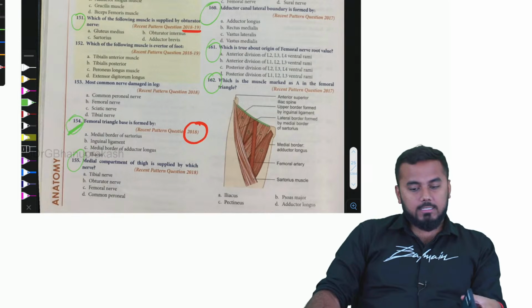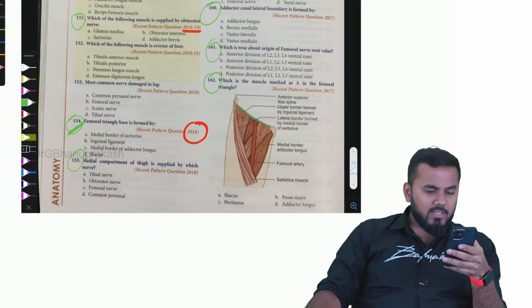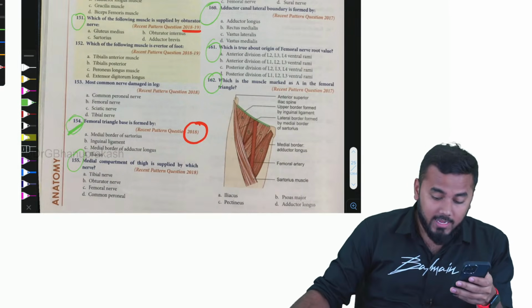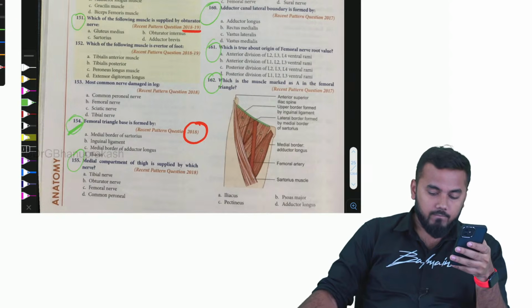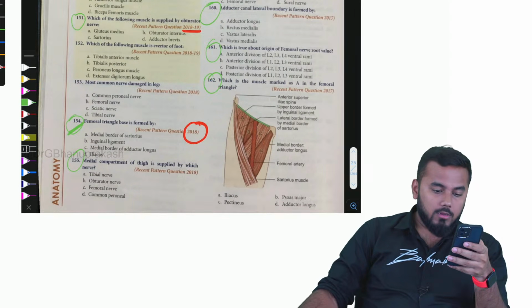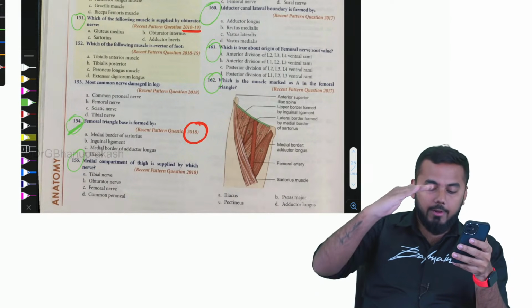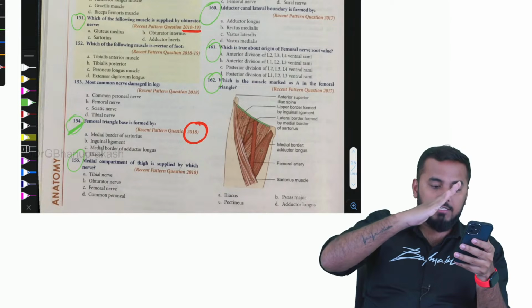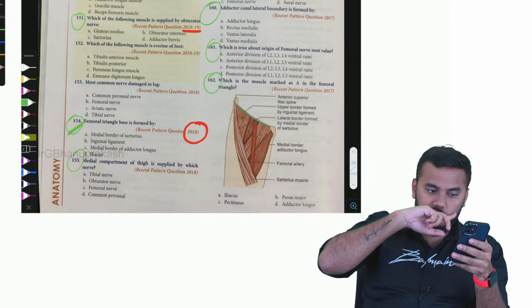I am looking at your answers now. Femoral triangle base is formed by. Base, Mahak, base. It is base. Not the superior border. Superior border is different, lateral is different, medial is different, but base, I've just told you, base.